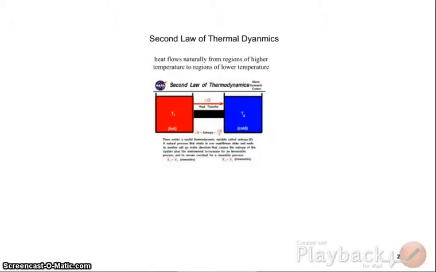Someplace where you see the opposite happening would be your refrigerator. Your refrigerator takes heat out of the cold and brings it into a warmer atmosphere, which is why your fridge takes up so much electricity.